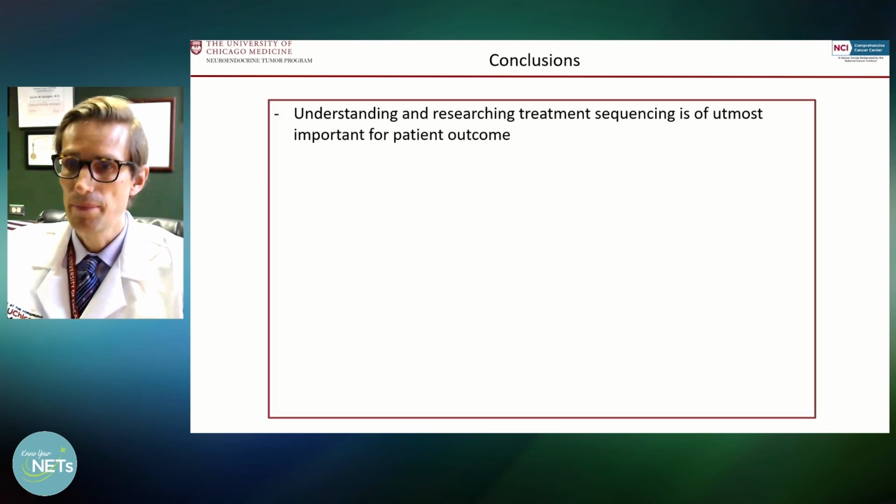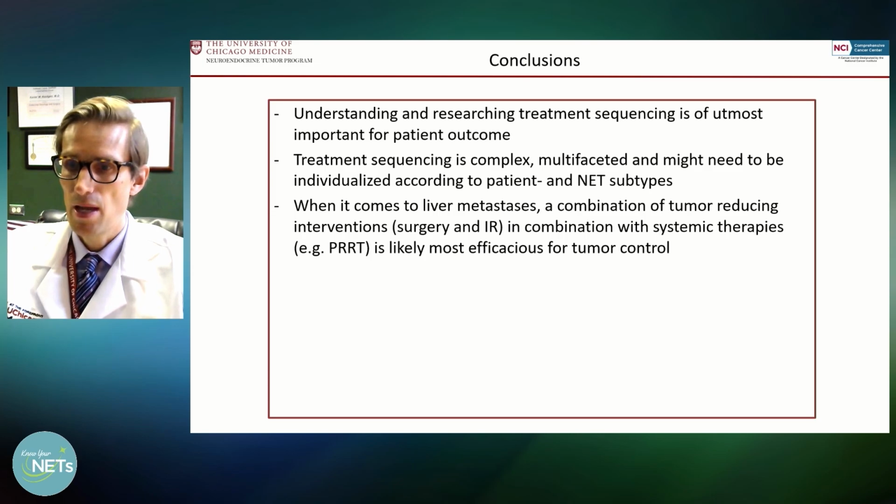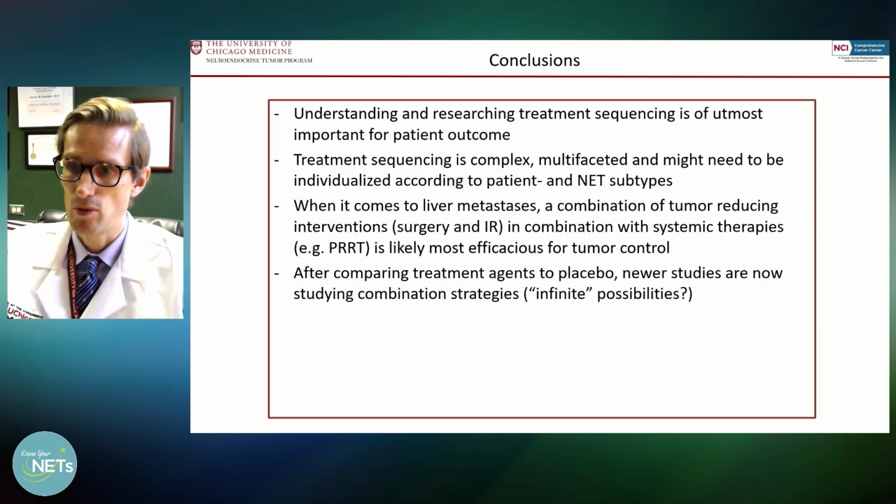So in conclusion, understanding and researching treatment sequencing is of utmost importance for patient outcome. Treatment sequencing is complex, multifaceted, and might need to be individualized according to patients and neuroendocrine tumor subtype. When it comes to liver metastases, a combination of tumor-reducing intervention using surgery and IR in combination with systemic therapies such as PRRT or CAPTEM is likely most efficacious for long-term tumor control.